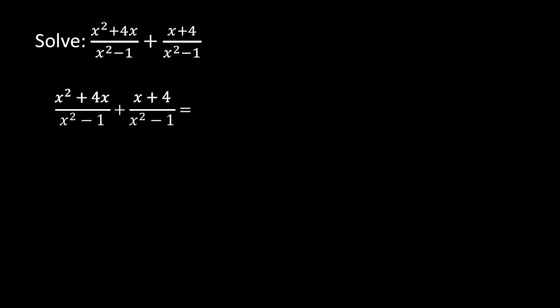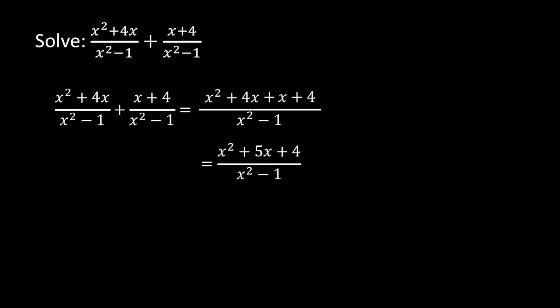First thing we want to do is check their denominators. If their denominators are the same, like in this example, we can simply combine the two expressions by copying the denominator and operating their numerator. As a result, we get x squared plus 4x plus x plus 4 all over x squared minus 1. Simplifying the numerator by adding 4x and x, we get x squared plus 5x plus 4 all over x squared minus 1.